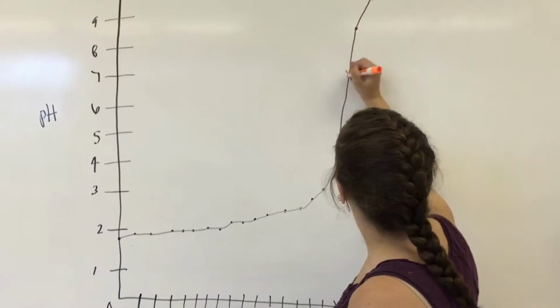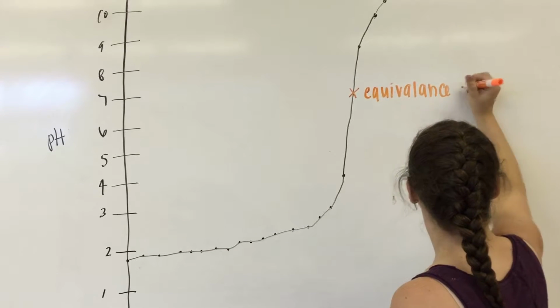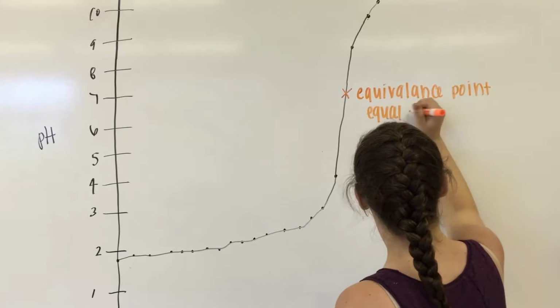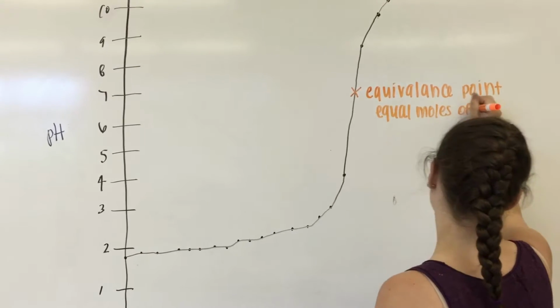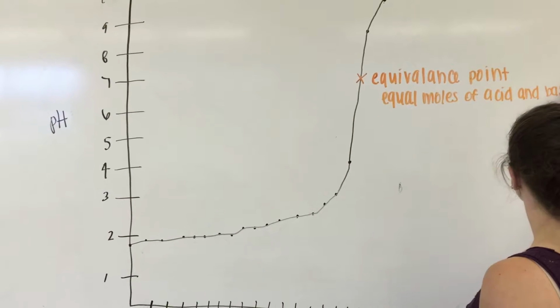This point occurs when the pH is around 7. At this point, the moles of H+ originally in the solution are equal to the moles of OH- added by the titration. The pH is around 7 because the solution is neither acidic nor basic.